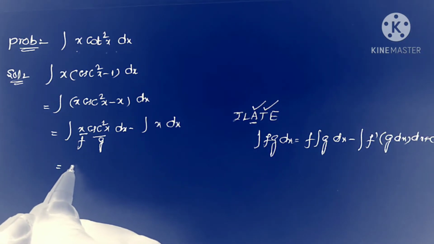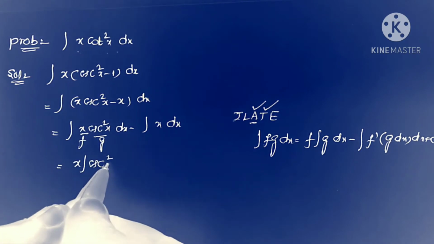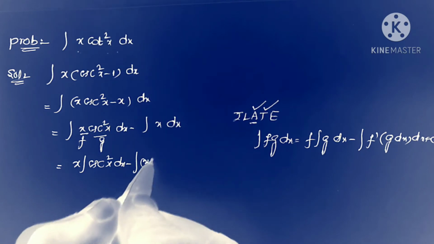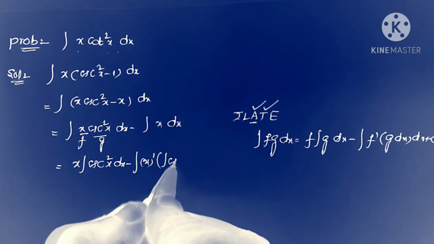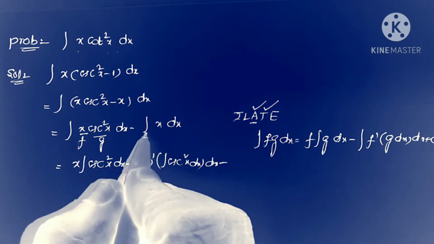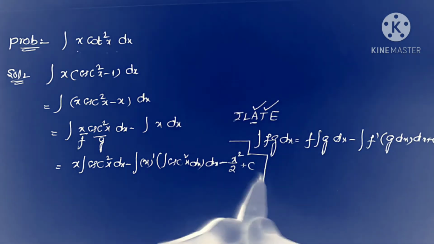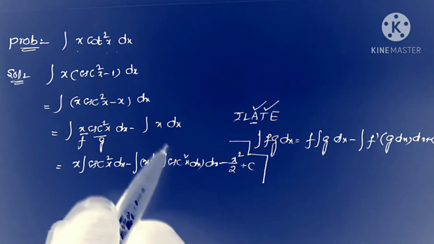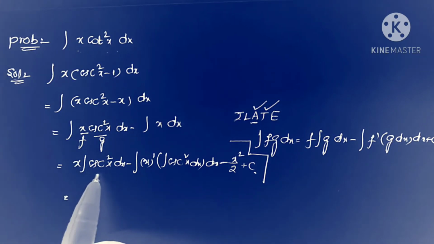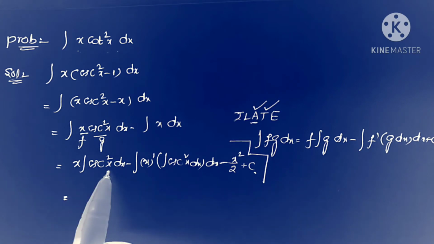Now replacing the values, f into integral g, that is x into integral cosecant square x, minus integral f dash, that is x whole dash into integral cosecant square x dx into dx, minus integral x. What is integration of x? x square by 2. After that we take plus c. So integral x is equals to x square by 2. After that we take the constant here, and here integral cosecant square x is equal to minus cot x.